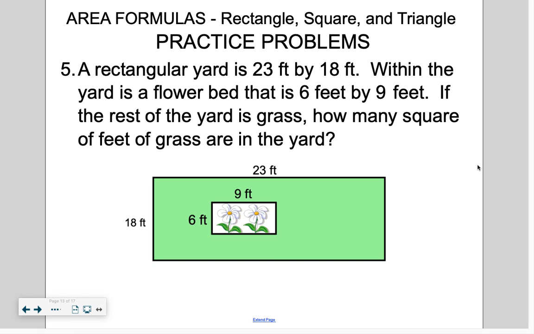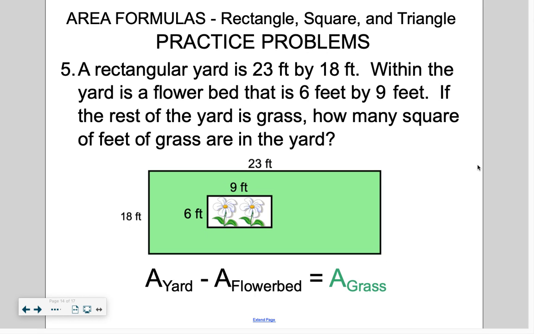So now our thoughts got to be, how are we going to get just that green space, just that green area? Well, here's an idea. Let's get the area of the whole entire yard, this big rectangle. Then we're going to get the area of just the flower bed and take it away, leaving us with just all that green space, the area of the grass.